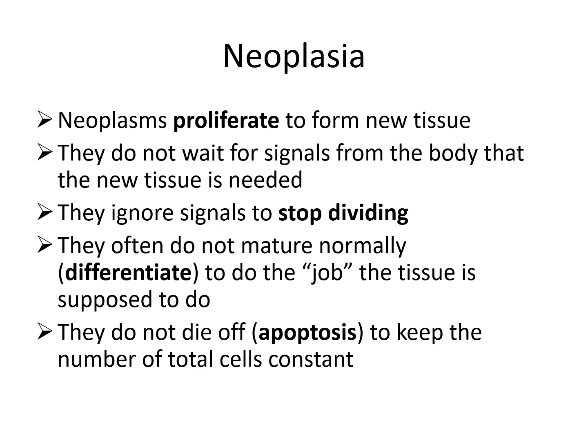Oftentimes they don't mature or differentiate to the job of normal tissue. Particularly in malignant neoplasia, they definitely are not differentiated, and sometimes benign neoplastic tissue actually does a different job as well, or doesn't do it as well as it should. And then finally, they don't die off.